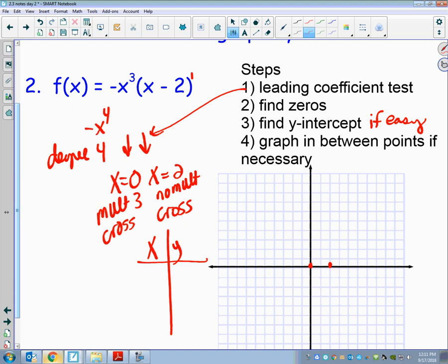On this one, I already found my y-intercept because it's 0. So I'm definitely going to pick 1 here. And I'm just going to plug 1 into this problem. So if I do f of 1, that's going to be -1 times (1 - 2), or -1 times -1, which is +1.